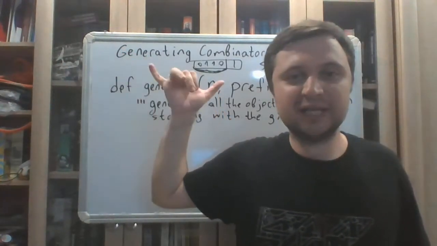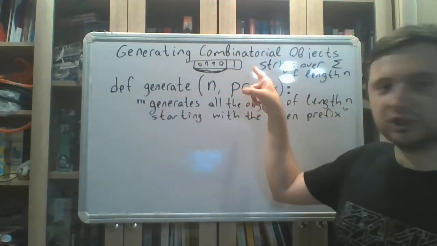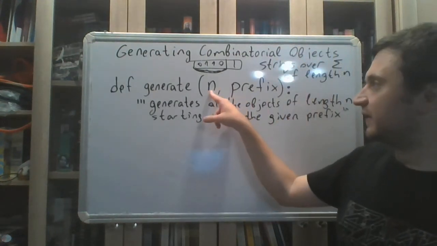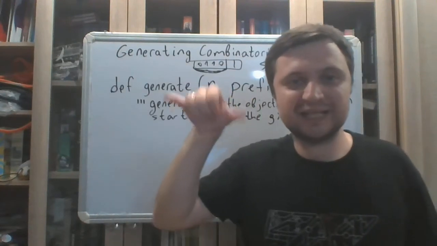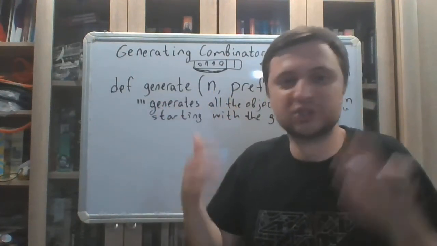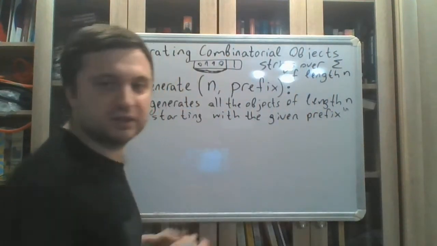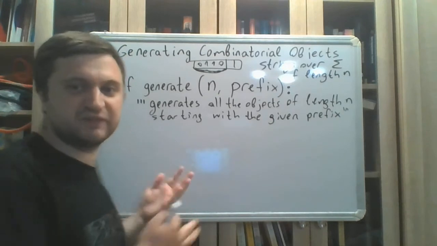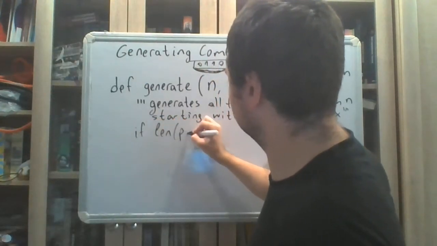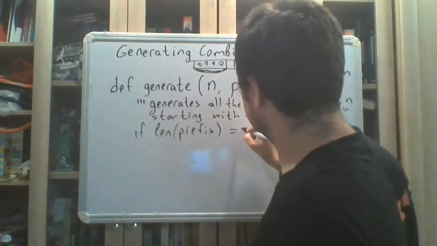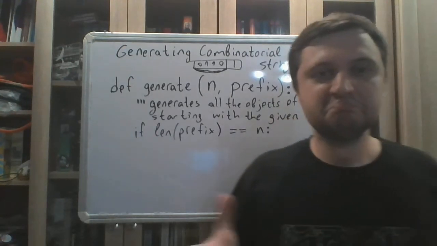So if you are hired to print all the objects of your type of length n, starting with some prefix, and the prefix already has length n, well, then your task is so obvious that you don't need sub-employees to help you. So this will be our first specific case without recursion. If the length of the given prefix has already reached n, then your task is simple.